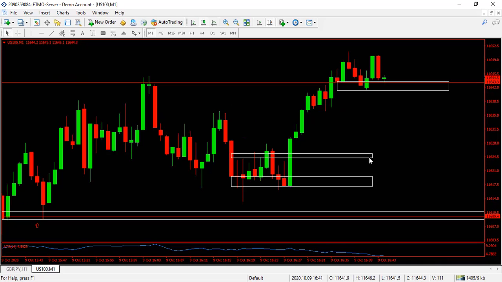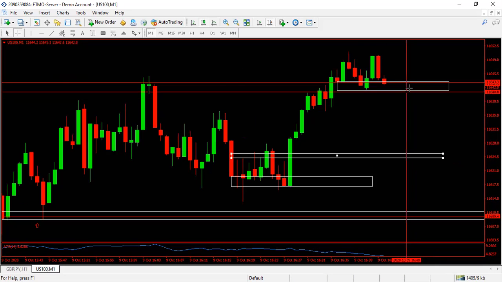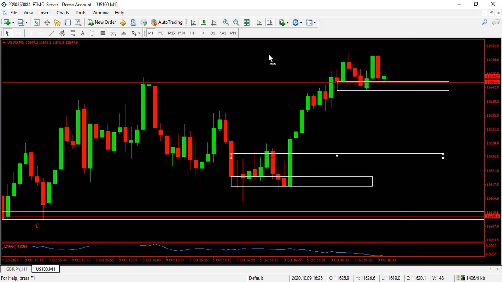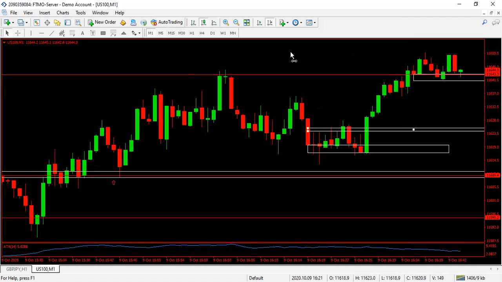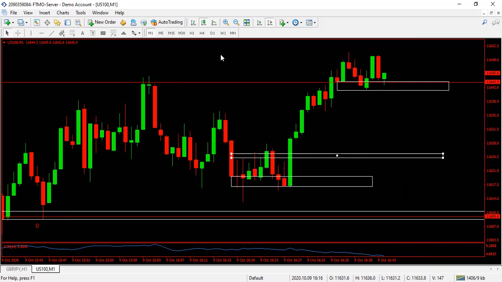But ideally, I would love to take buys below at this zone, at this level. But there's cleaner buys above this current range that is forming right now. There's cleaner buys on the upside. But if you are taking sells, you have about 15 pips, which is not that big of a range. So again, we're consolidating.